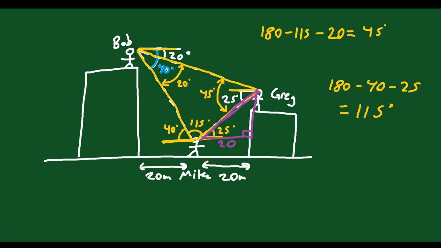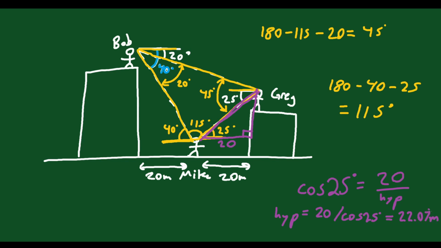So how would I find that side? Well, I have a right angle triangle. I know the angle is 25 degrees. I know this length is 20. So to find the hypotenuse, I have the adjacent. I want to find the hypotenuse. Sounds like I should be using cos. So cos of 25 degrees is equal to the adjacent over the hypotenuse. Flip that around. Hypotenuse equals 20 divided by cos 25 degrees. Your hypotenuse will equal 22.07 meters. So that's this length here. Maybe I can put an arrow to that.